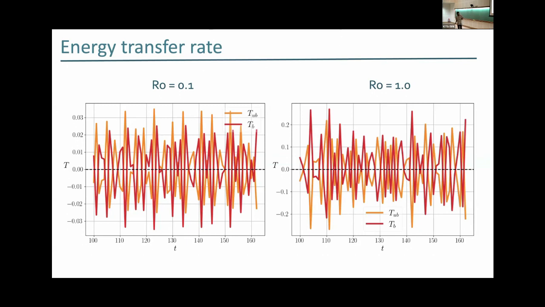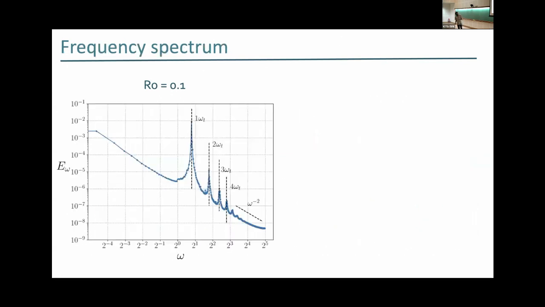What I mean to say is that there are more timescales in the flow, which is confirmed if you plot a frequency spectrum. So this is a frequency spectrum for Rossby 0.1. This is a forcing frequency of the tide, and you see there are only harmonics of these forcing frequencies, which demands that this tide only interacted with itself.